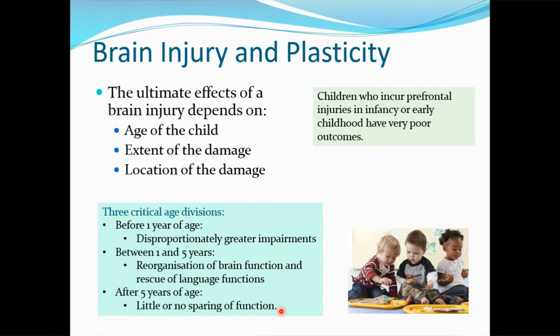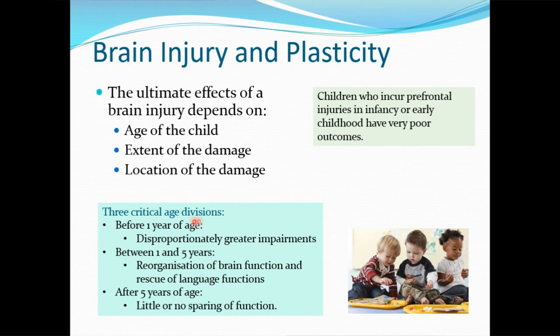And when one thinks of children's brains, you tend to think of plasticity. There was this theory at one stage that children's brains are very plastic, so if they incur injury, they tend to improve more quickly than adults and so on. With more research, what has been found is that this is completely oversimplified. It's a lot more complicated than that. So here are some of the more recent findings. The ultimate effects of a brain injury on a child depend very much on the age of the child, the extent of the damage, and the location of the damage.